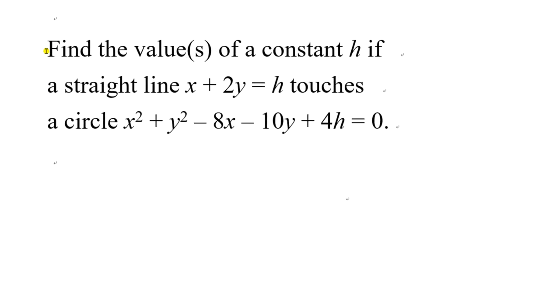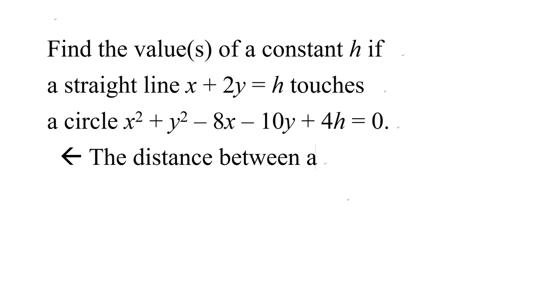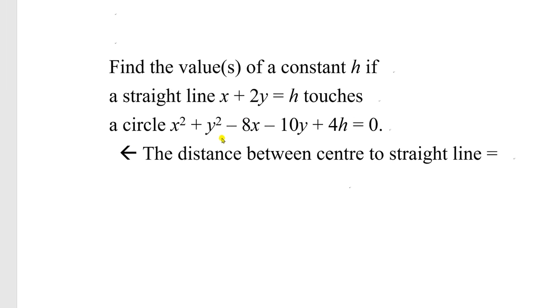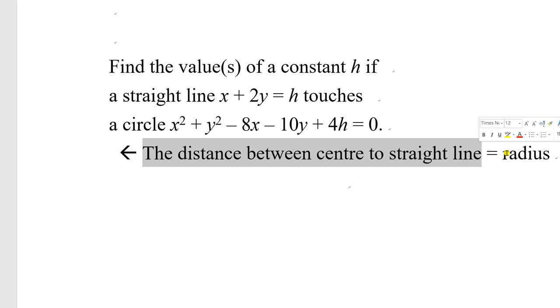Okay, go back to this question. You need to find the value of the constant h if this straight line touches the circle. And what does that mean? That means the distance between the center and the straight line equals the radius. That's the key point. That's the way you set up the equation. But the problem is how to set up the equation by finding these two sides.